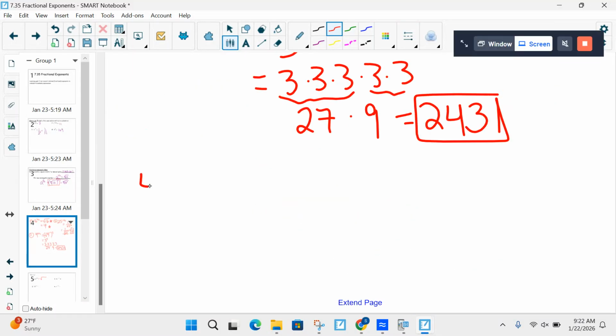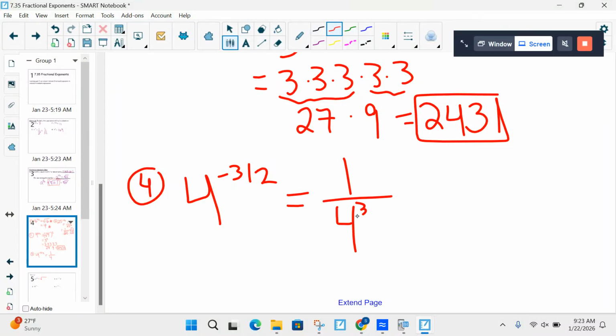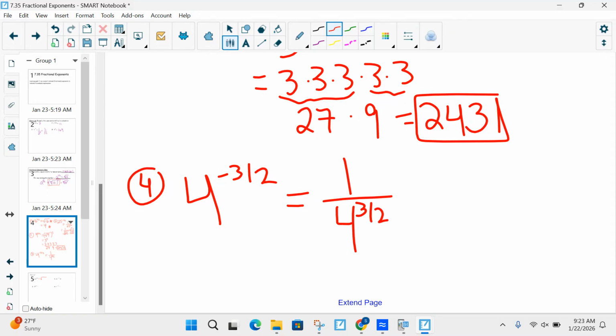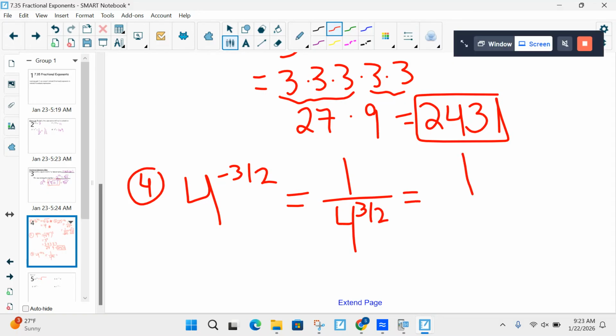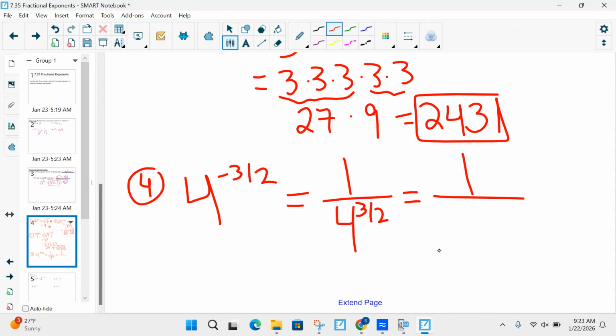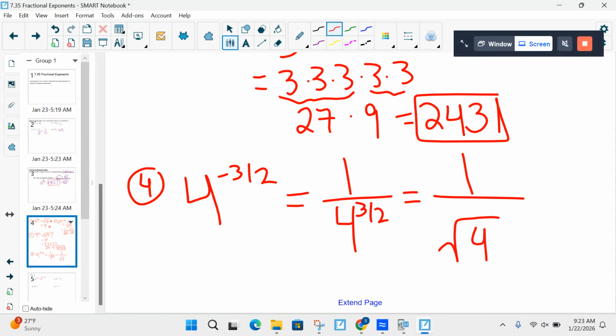Okay. And then the fourth question from that section is 4 to the negative 3/2. So since it has a negative exponent, we're going to first put it under 1. Like that. And then we're going to convert it into radical notation. So the denominator is still 2. That means it's a square root of 4. But the numerator is 3. That means we have to put 3 on the outside as an exponent.